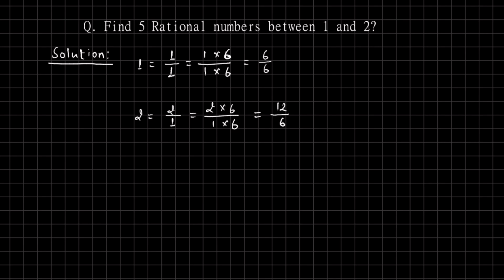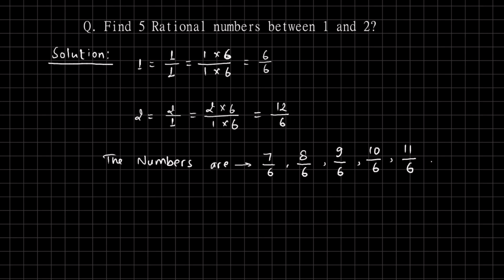So look at our new numbers, 6 over 6 and 12 over 6. The denominators of both these numbers are the same. So now all we have to do is count the numerator upward from 6 to 12. So the numbers are 7/6, 8/6, 9/6, 10/6, and 11/6. This is the solution.